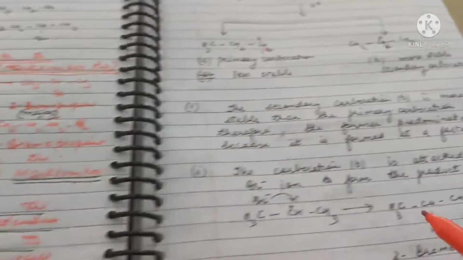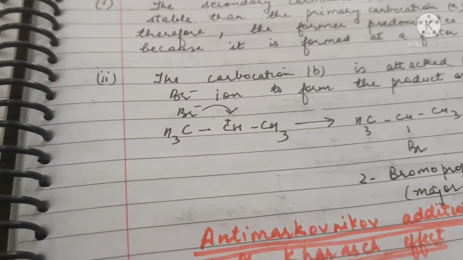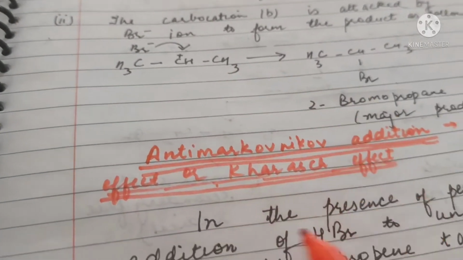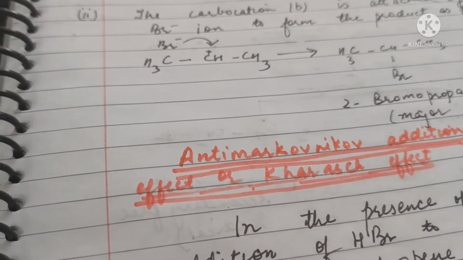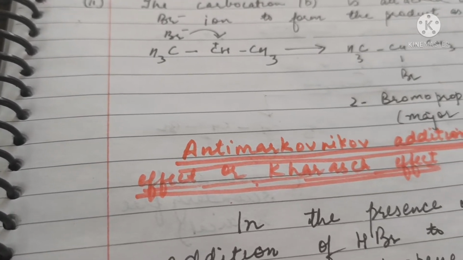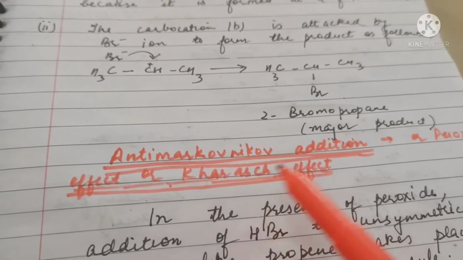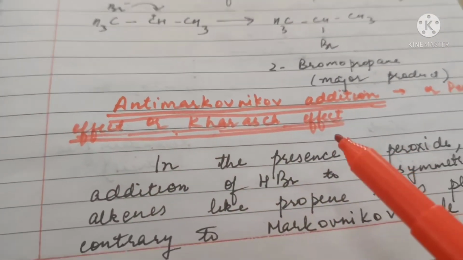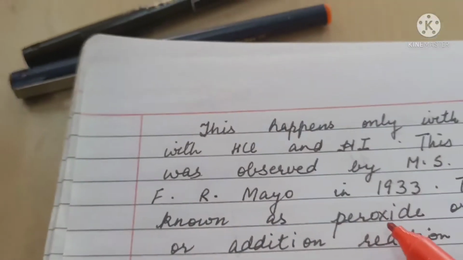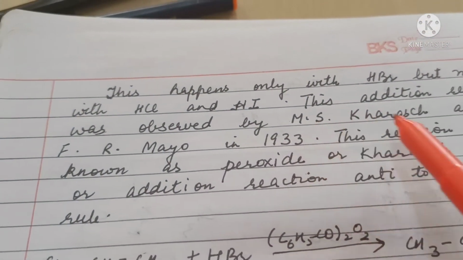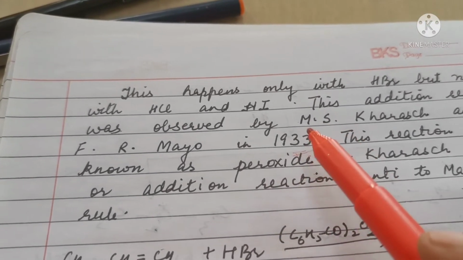Anti-Markovnikov's. This was Markovnikov's addition, where the negative part of the addendum goes to the carbon atom which contains a lesser number of hydrogen atoms. But if the same reaction is carried out in the presence of a peroxide, then addition occurs contrary to Markovnikov's addition. Such kind of addition is called anti-Markovnikov's addition. The effect of peroxide is called the peroxide effect or Kharasch effect also, because it was discovered by Kharasch in 1933. M.S. Kharasch and F.R. Mayo observed this effect in 1933, and it is named in honor of the scientist.